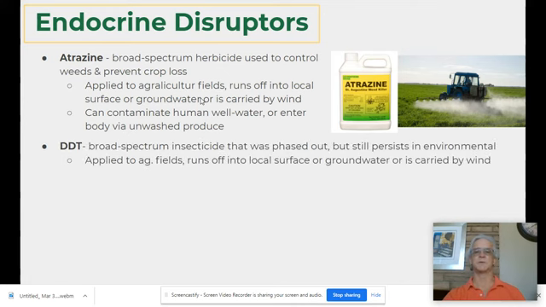DDT is a broad-spectrum insecticide that was phased out back in the 1960s, but still persists in the environment today. It's applied to agricultural fields, runs off into the local surface or groundwater, or is carried by the wind. What's bad about Los Angeles is that a huge amount of it was produced here, and they have found 50-gallon storage drums of it still at the bottom of the ocean.